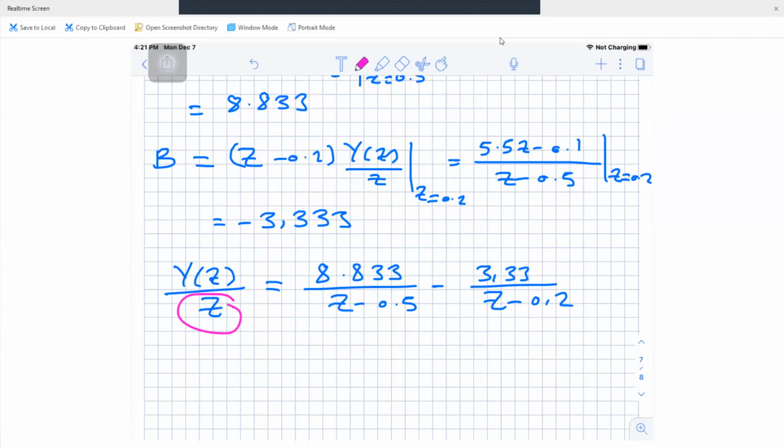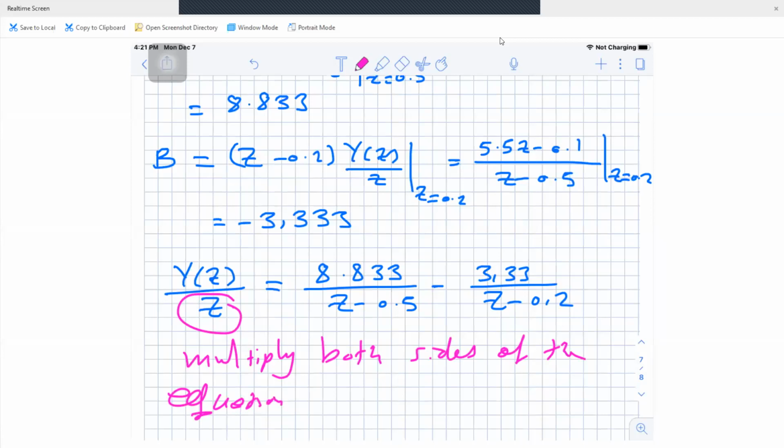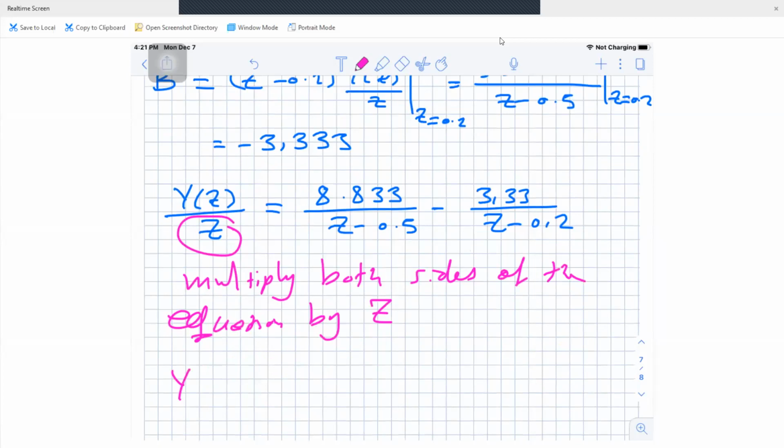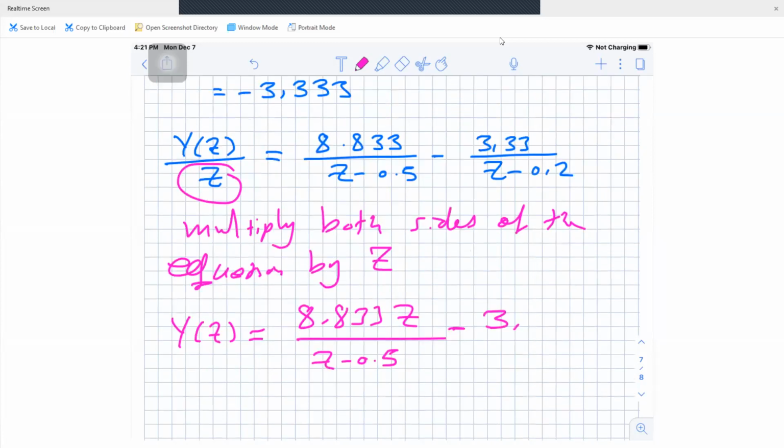Multiply both sides of the equation by what? By Z. So Y of Z becomes 8.833 Z over Z minus 0.5 minus 3.33 Z over Z minus 0.2.